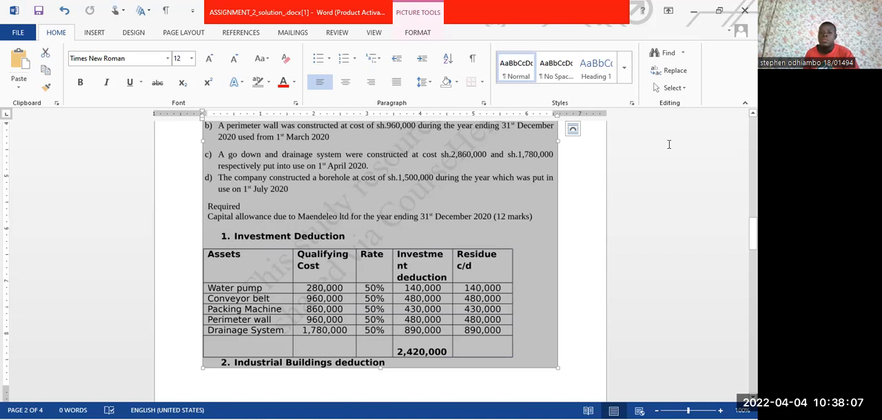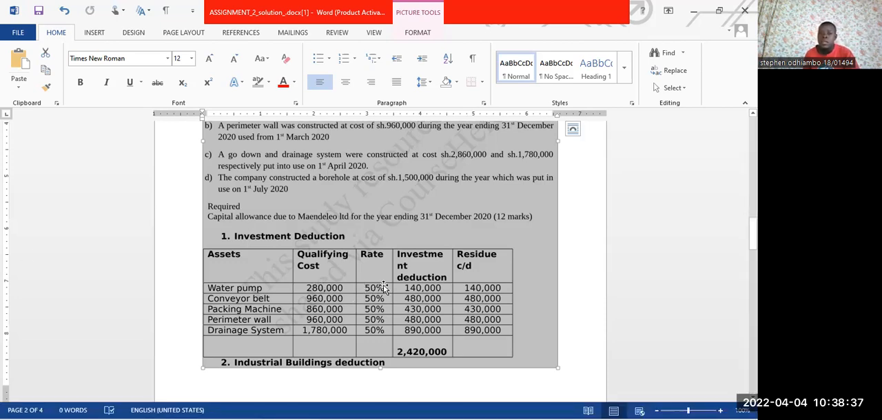If you come down to additional information, a go down and a drainage system were constructed at a cost of 2,860,000 and 1,780,000 respectively, meaning this 2,860,000 is for a go down and the drainage is 1,780,000. So the rate for charging all this is 50%.